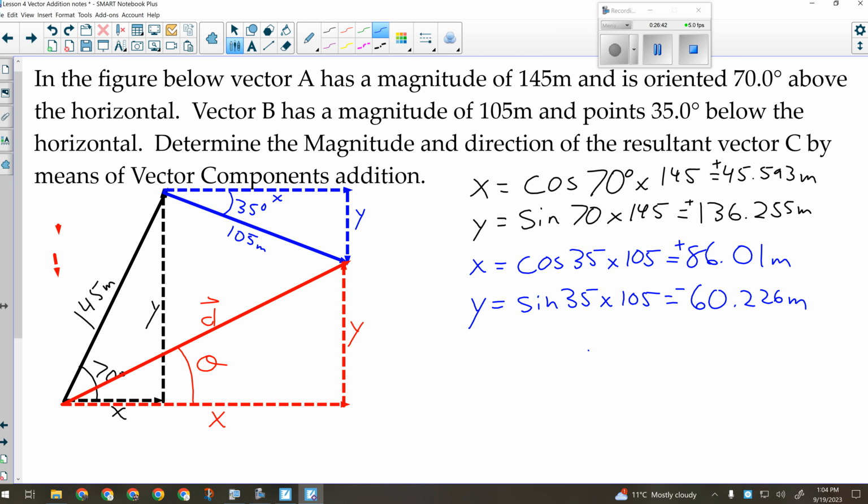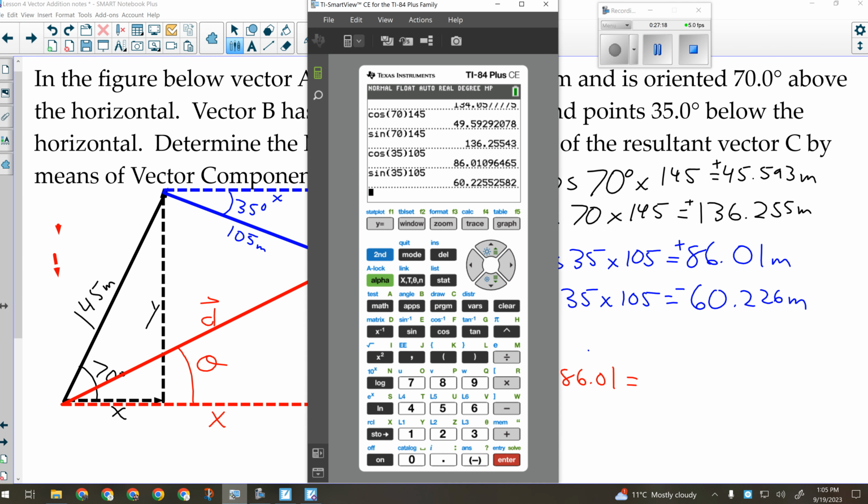Okay, I can get my resultant x's and y's now because if I take black x and I add it to blue x, does that give me red x? Okay, so that's what I want to do next. My next step is to get my resultant's sides. So that's going to be black x plus blue x, which is going to be 45.593 plus 86.01. And this is where I want to go back to my big numbers with all the decimals.